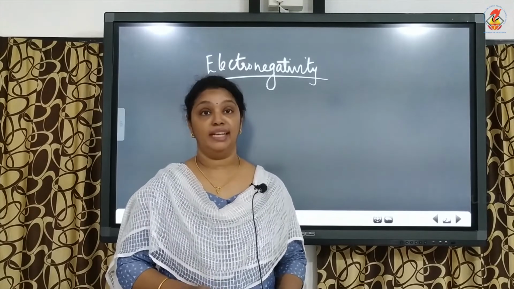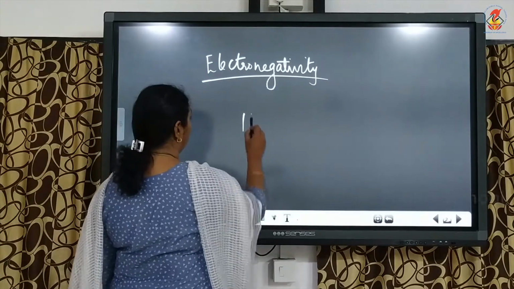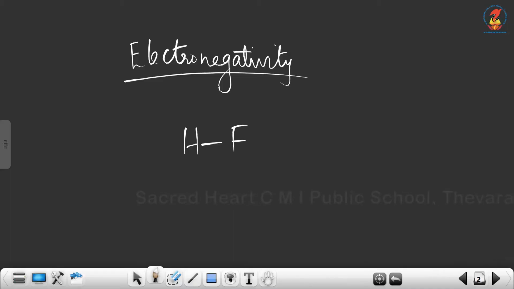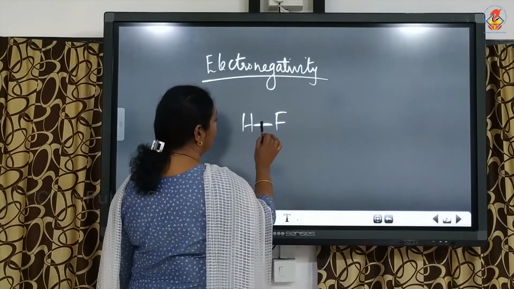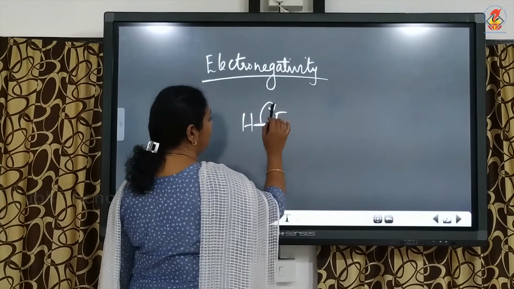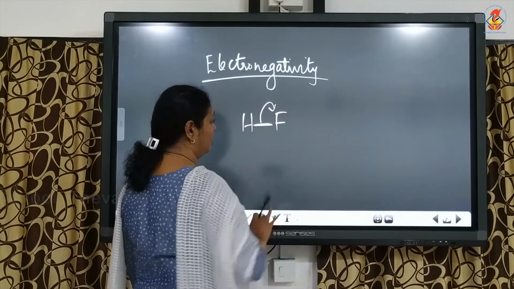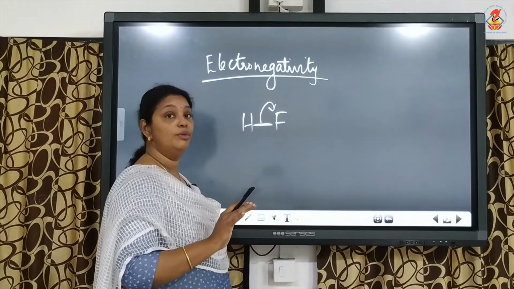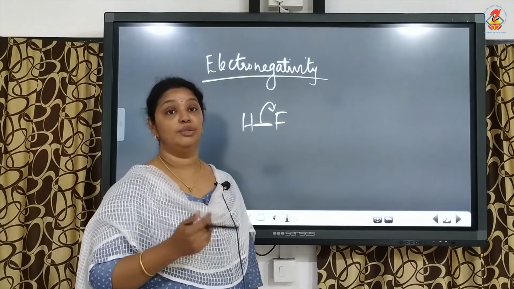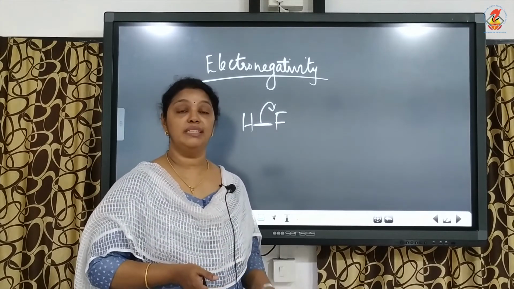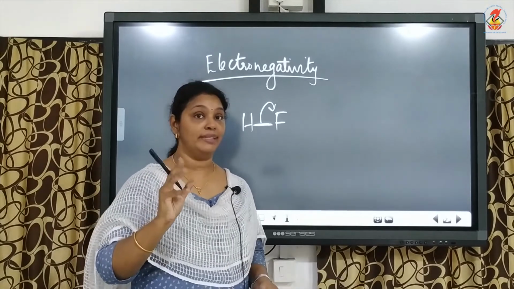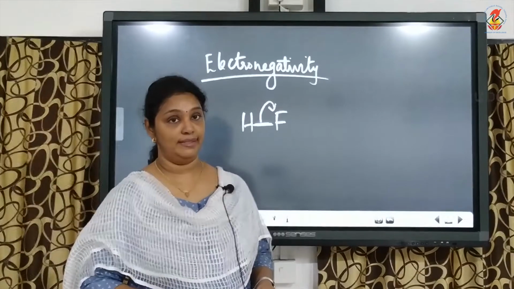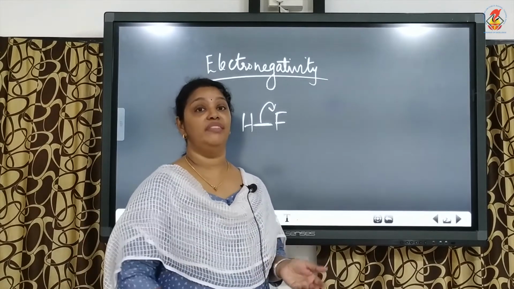So that is electronegativity. For example, you take the compound hydrogen fluoride, H-F. You can see fluorine is highly electronegative. So the bond electron pair will be more towards the fluorine atom. Fluorine will take both the electrons close to it. So we say that fluorine is highly electronegative in nature. So the electronegativity definition is the tendency of an atom in a molecule to attract the shared pair of electrons towards it.